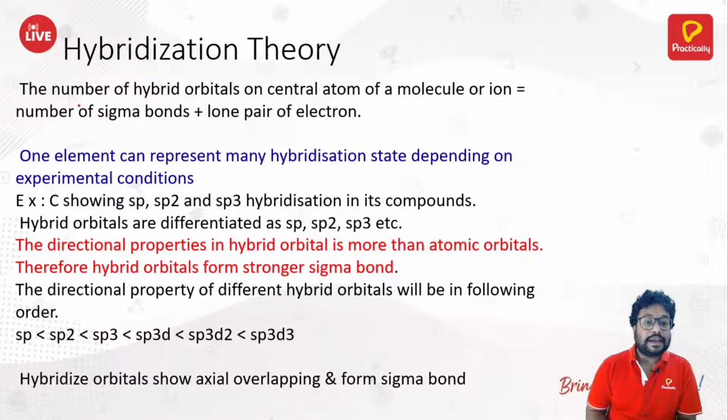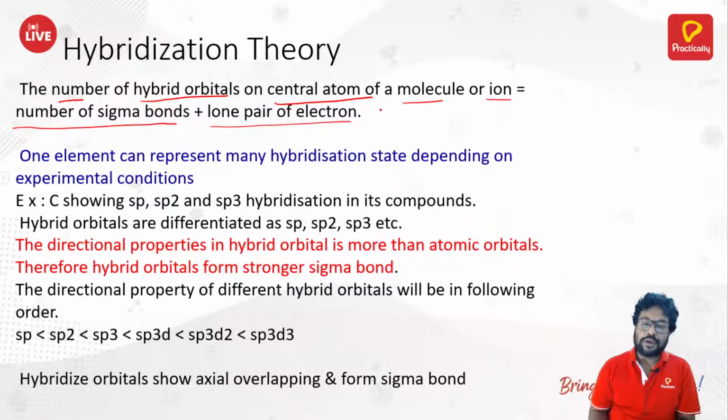The number of hybrid orbitals on the central atom of a molecule or ion is always equal to the number of sigma bonds plus lone pairs of electrons. How can you do that? Let me tell you. Suppose you have CH4. Now in CH4 carbon has formed 4 sigma bonds.